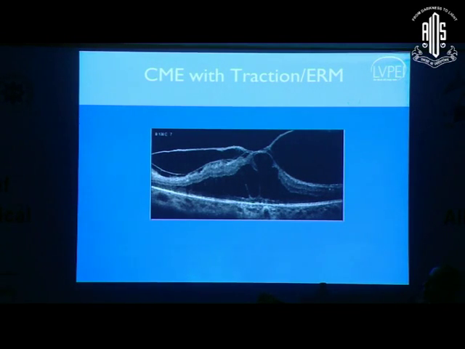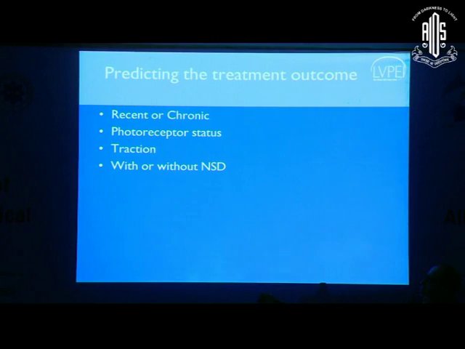Just lastly, that, okay, you have a tractional edema. We all know that this patient is not going to benefit with injections. This patient has to undergo surgical management. Just to conclude, what are we achieving by looking at these cysts? We can actually predict the treatment outcome by looking at the OCT to understand whether it is a recent or a chronic cyst, how is the photoreceptor status along with this cyst, and if there is any presence of traction or neurosensory detachment.